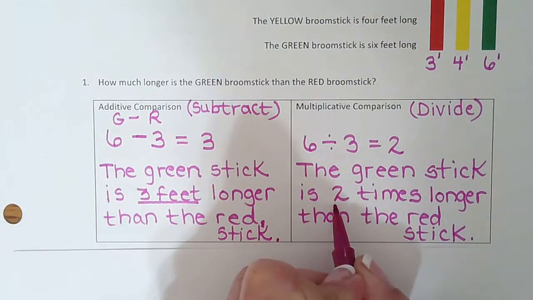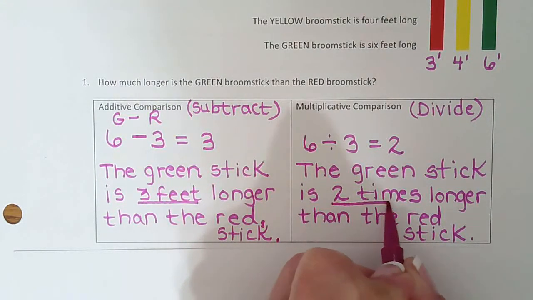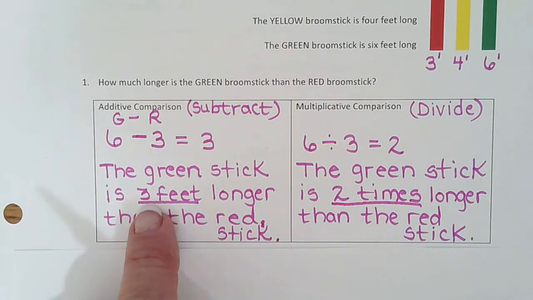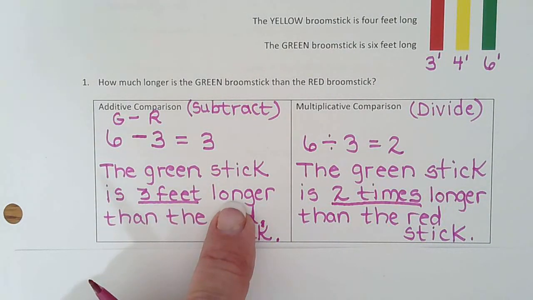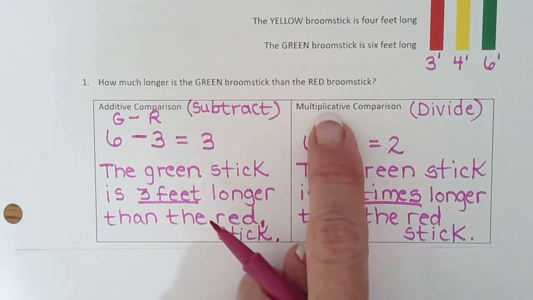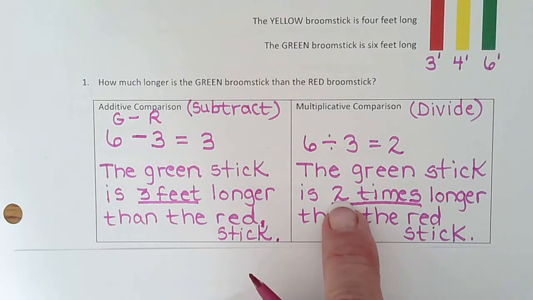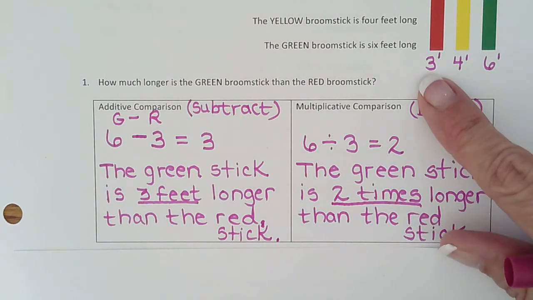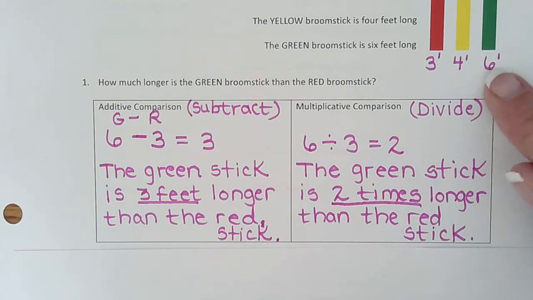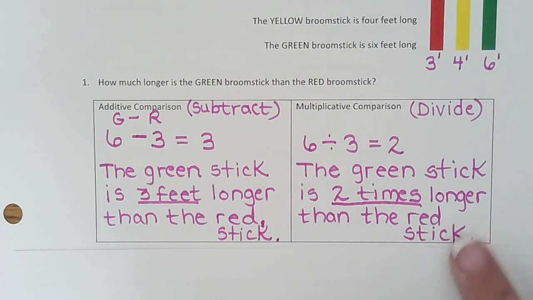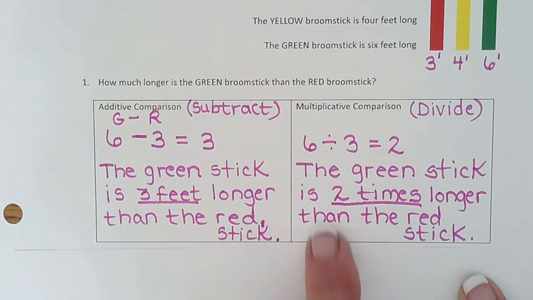So I want you to notice the difference. When it's additive reasoning, we use the units, 3 feet longer. When it is multiplicative reasoning, we don't use units. We never mention feet. We just say 2 times longer. And doesn't that make sense? 3 times 2 is 6. So isn't the green broomstick 2 times longer than the red broomstick? So the green stick is 2 times longer than the red stick.